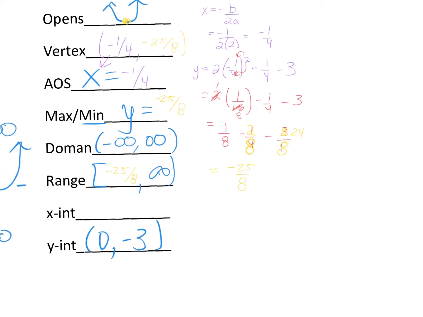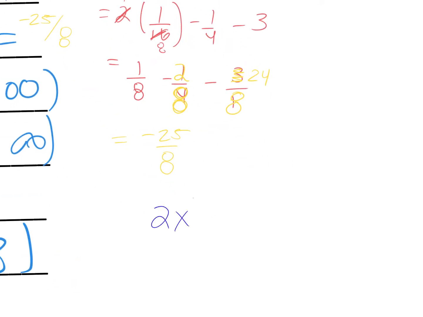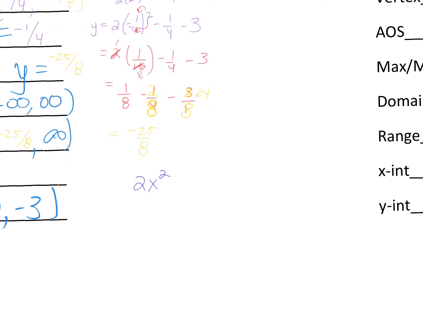Now, if we're going to find x-intercepts, how do we do that again? Put the y equal to 0. You put the y equal to 0, which means you're going to have to do what? Factor. So you have 2x squared plus x minus 3 equals 0.